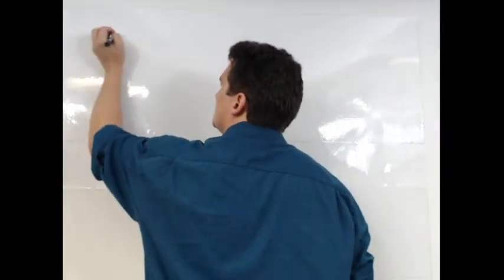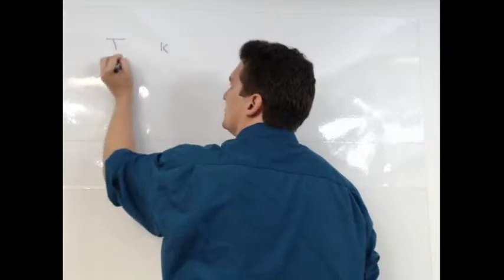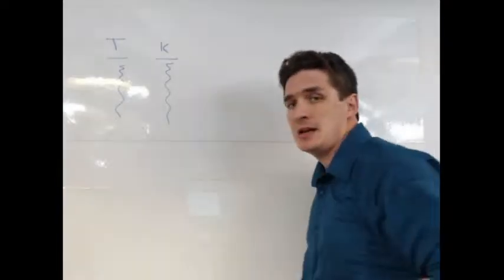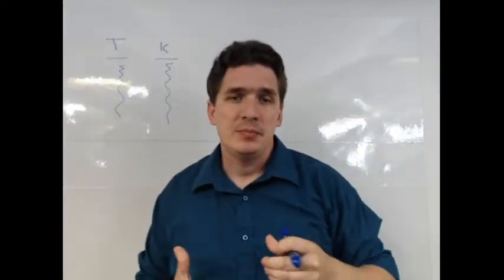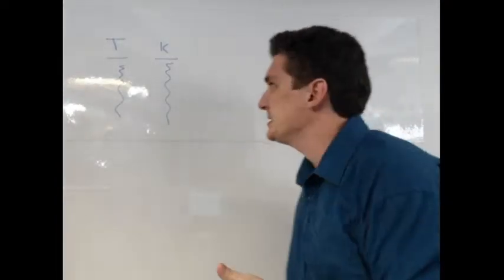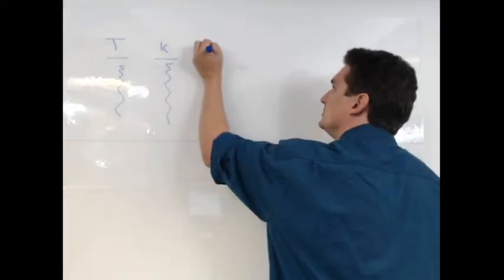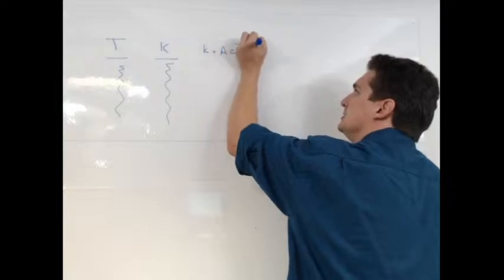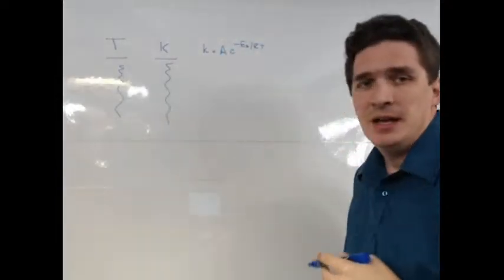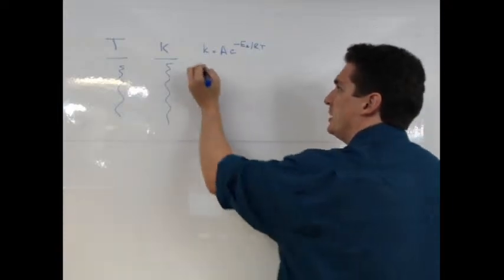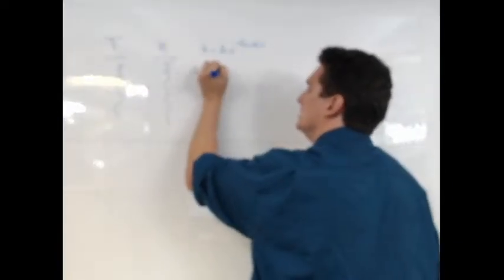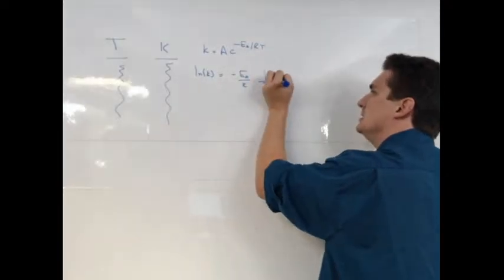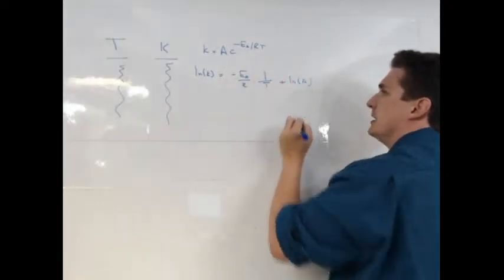So typically what we measure experimentally is K versus T. So we get temperature with a bunch of numbers and our rate constant K with a bunch of numbers. Now, transition state theory says that K should equal some pre-exponential factor A times e to the minus Ea over RT. And if we take the natural log of both sides and rearrange, we get the natural log of K equals minus Ea over R times 1 over T plus the ln of A.